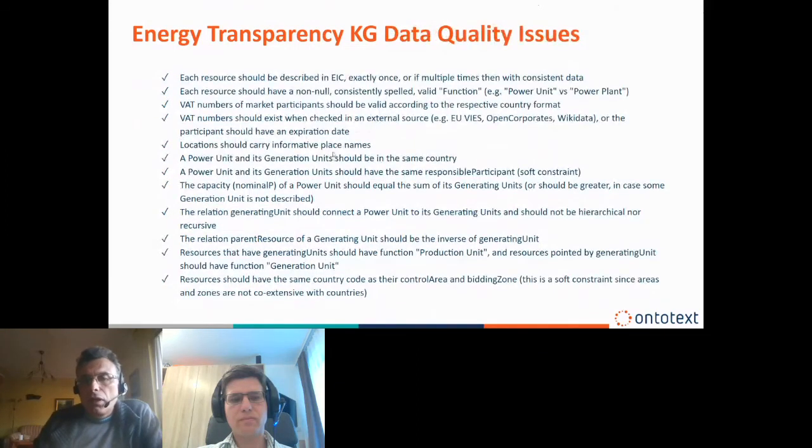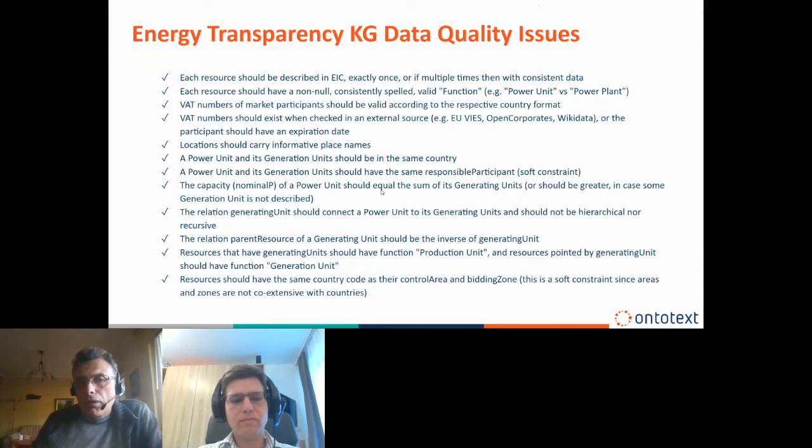Here are some of the data quality problems that we found in ENTSO-E transparency data. For example, we thought that a power unit and all of its generation units should be in the same country, right? You cannot have a power station and then some of the reactors of that power station are in a different country. But we found some exceptions. The reported capacity, nominal power of a power unit should be equal to the sum of the powers of its generating units. Or maybe should be bigger if the generating units are skipped, not described. But even this doesn't hold.